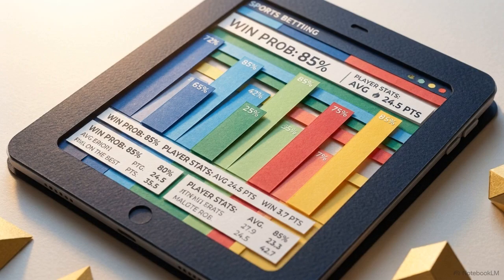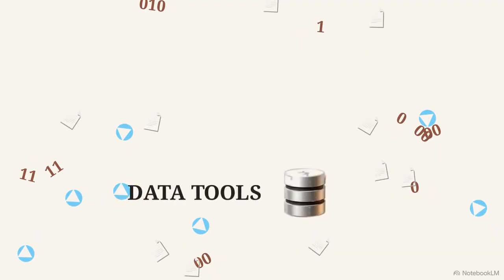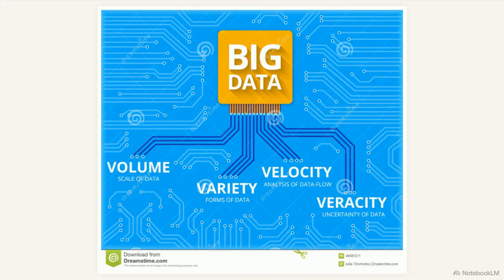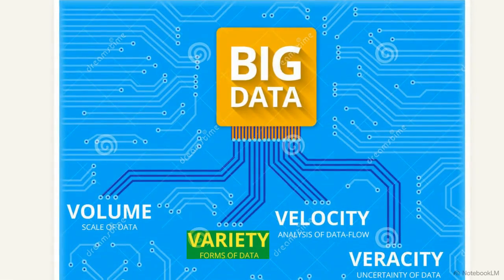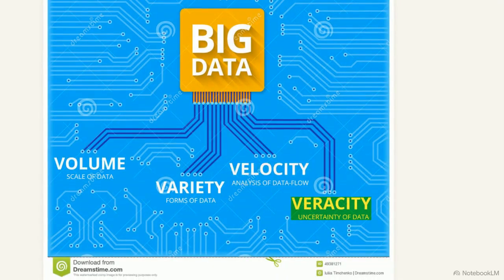We use the term big data to describe information that moves so fast and comes in such a massive variety of forms that it requires special tools to manage. This graphic shows four main challenges. There is volume, or how much space the data takes. There is variety, meaning a mix from numbers to video pixels. There is velocity, or how fast data arrives. And veracity, which means data can be messy.